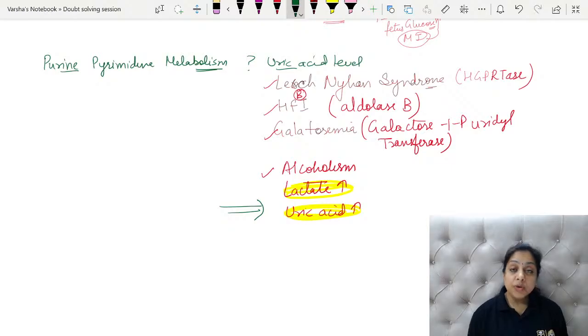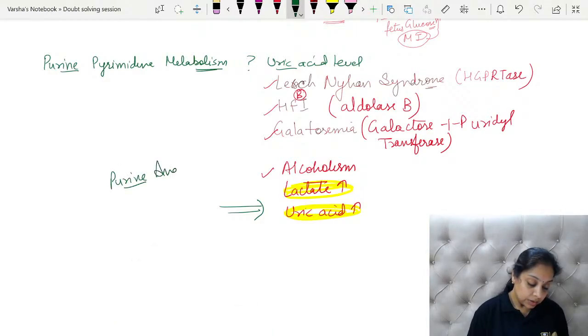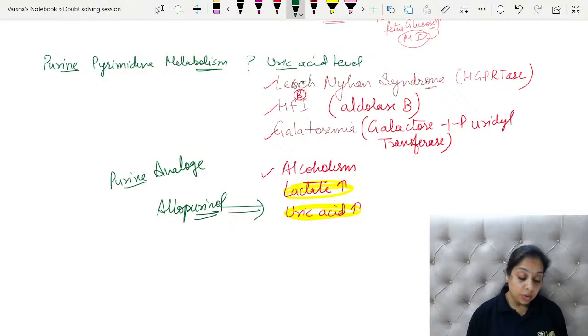ठीक है. Now uric acid का level कैसे कम होता है बताओ? How do we control which drug is given? We give a purine analog. That is a prodrug, allopurinol. We give allopurinol. Allopurinol targets which enzyme? Xanthine oxidase. It targets xanthine oxidase. Very good, Aditya.